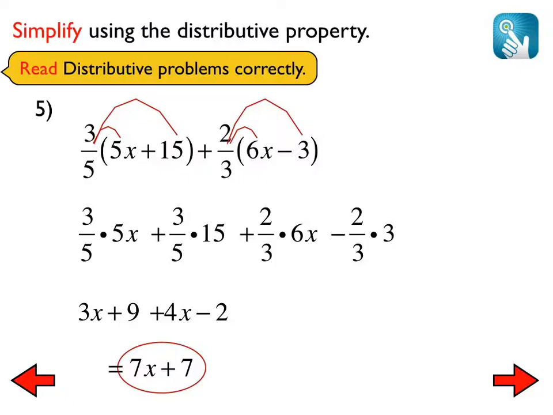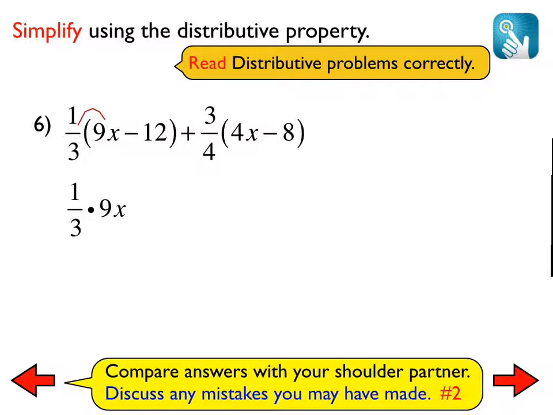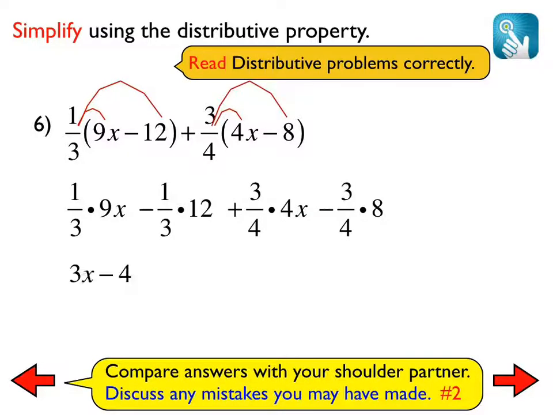Number 6, same idea. Here we end up with 1/3 times 9x, which ends up being 3x. If you're not sure how I got that, put a 1 underneath and do a little bit of cross dividing. You can see how that's 3x. We do the same thing right here, 1/3 times 12. If it makes you feel better, put a 1 underneath of the 12 and then do some cross dividing, because at that point you're just multiplying fractions. And then we do the second part of the problem. But we should end up with 3x minus 4 plus 3x minus 6. Positive 3x makes positive 6x. Negative 4 and negative 6 makes negative 10.